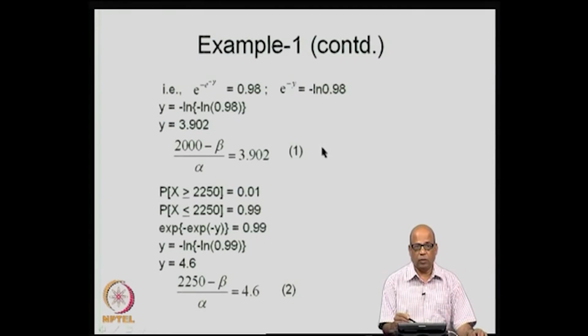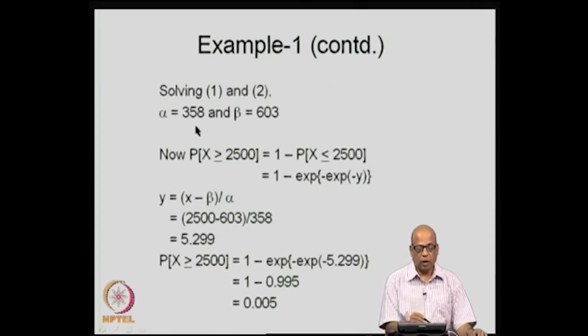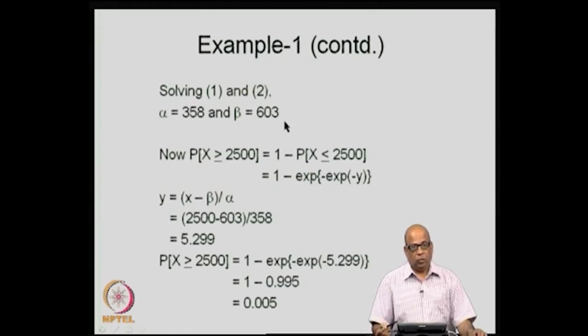So, we generated two conditions. We solve these two equations to get the two unknowns alpha and beta. So, we get alpha is equal to 358 and beta is equal to 603. Like in any earlier distributions, the first step is always to estimate the parameters from the sample values. So, we estimated here in this particular case alpha is equal to 358 and beta is equal to 603. Now, we are asked the question, what is the probability that x will be greater than or equal to 2500 meter cube per second.